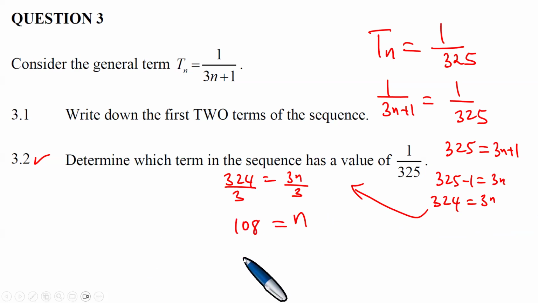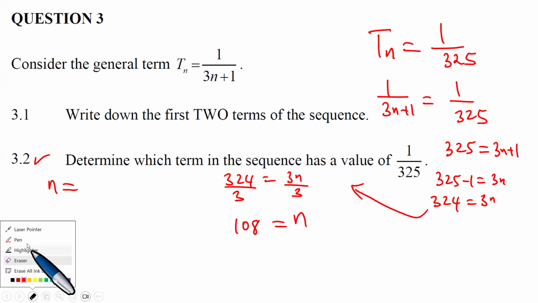324 divided by 108. Well done. So the answer is actually 108. Right, so we've got exactly the answer there, which is exactly 108. So we continue now to tackle the next question. They're saying determine which term in the sequence has the value of that. So that means the value of the term is 108. The term is n equals 108.